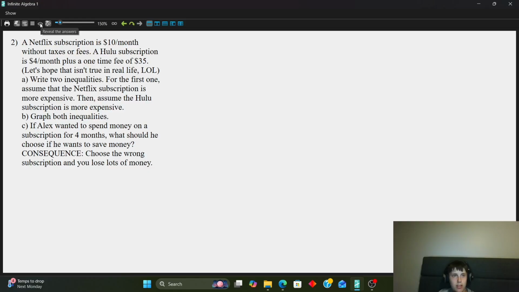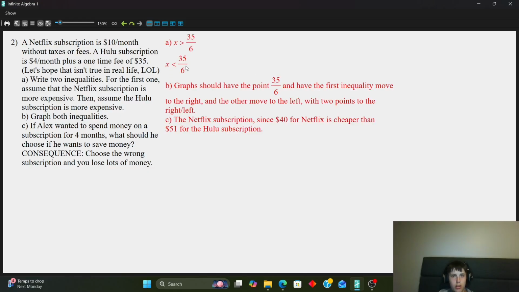I will be revealing the answers in 3, 2, 1. Okay, so this should have been both of them. It should have been both 35 over 6, greater than or less than respectively. And then the point 35 over 6 had the first inequality move to the right, the other to the left. And then for 4 months, it should have been the Netflix subscription, and you would have saved $11.